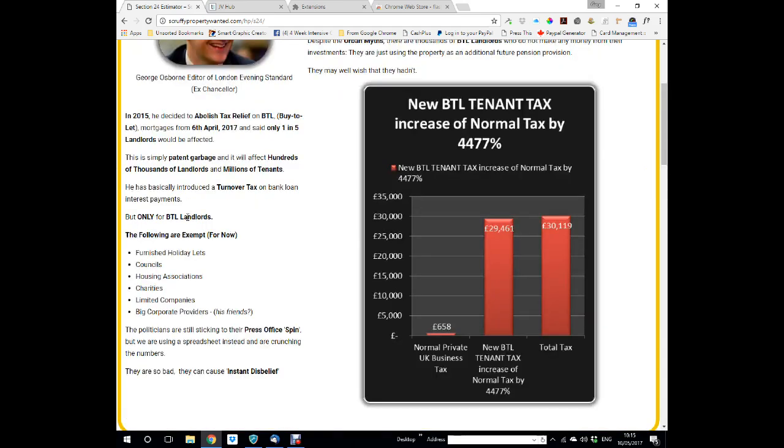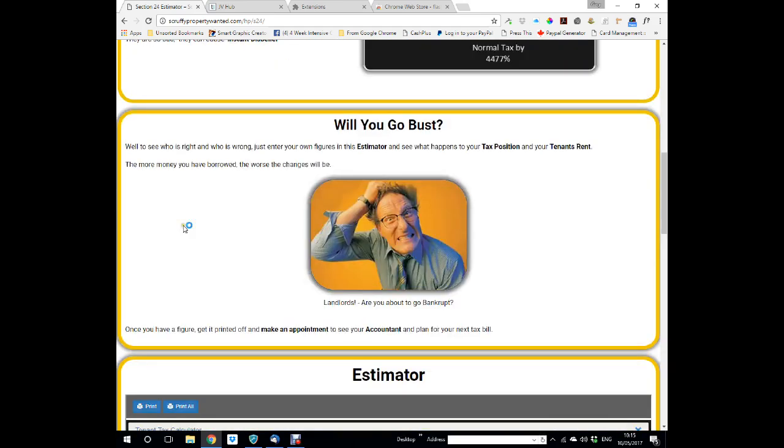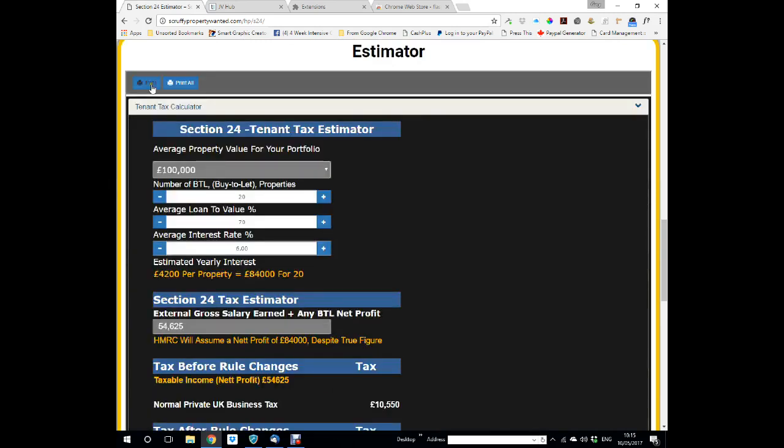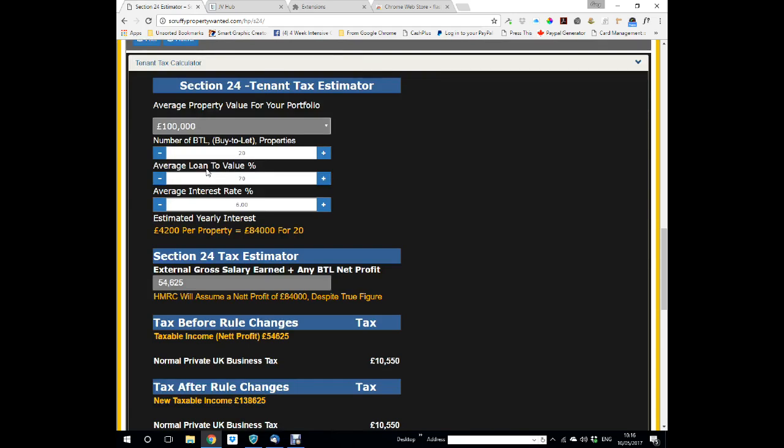So once you've got your estimation, what you should be doing is putting in your own figures there and printing it off, or print all the pages off. Book an appointment with an accountant or your tax advisor and ask them, is this true? And if it's true, you need to make provision for it, because if you don't, you could well end up in a lot of financial trouble.